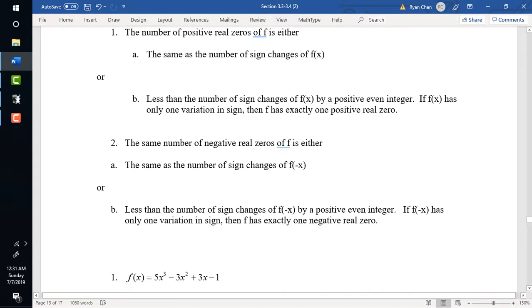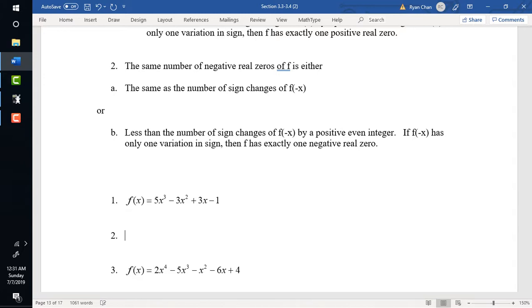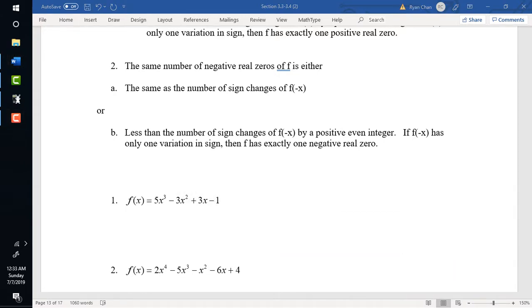So let's talk about this right here. Let me give you an example for number 1. Let's look at f of x and see how many sign changes there are. Notice I go from positive to negative, so that's 1. Negative to positive, that's a second one, and positive to negative. So that's 3.